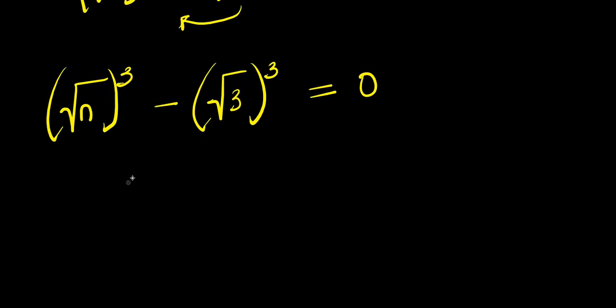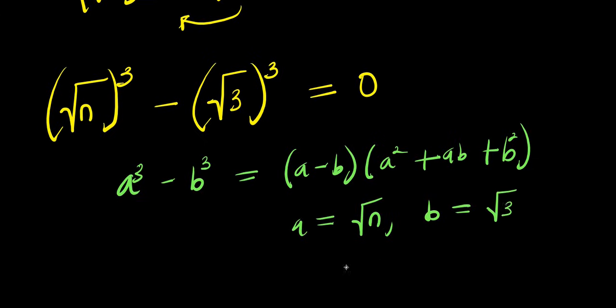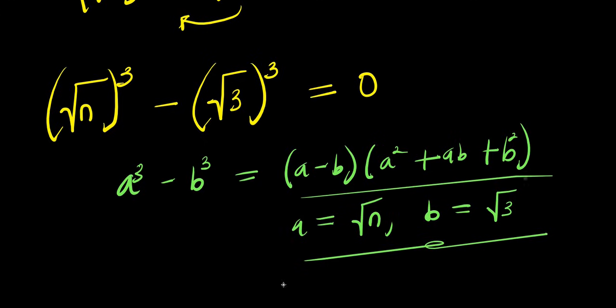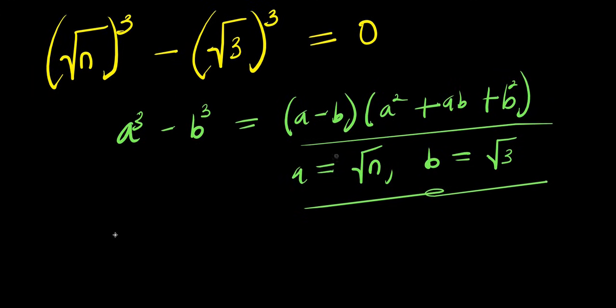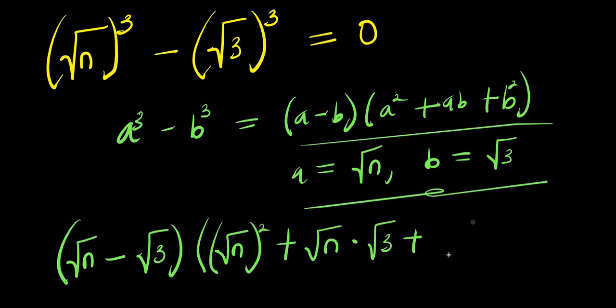So right now, if you have a power 3 minus b power 3, this equals a minus b times a squared plus ab plus b squared. And your a is root n and b is root 3. So applying this here, I will simply have root n minus root 3 times root n power 2 plus root n times root 3 plus root 3 power 2 equals 0.